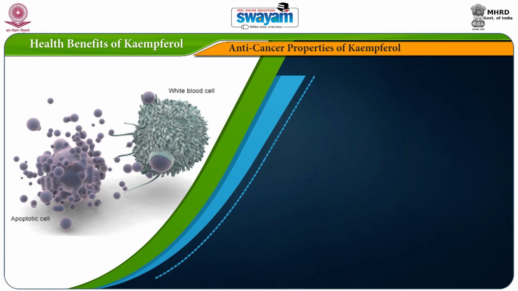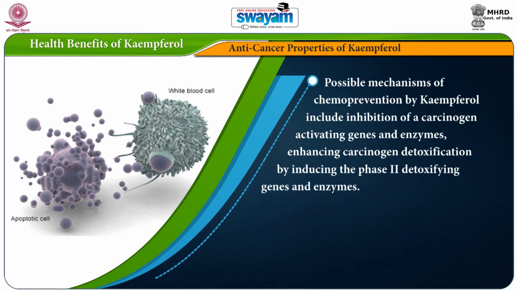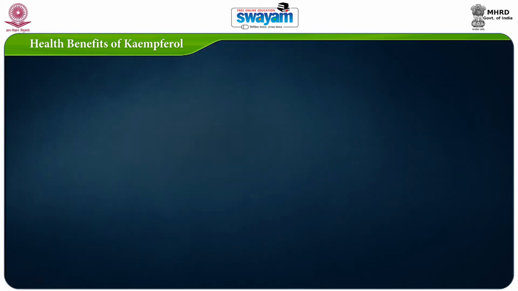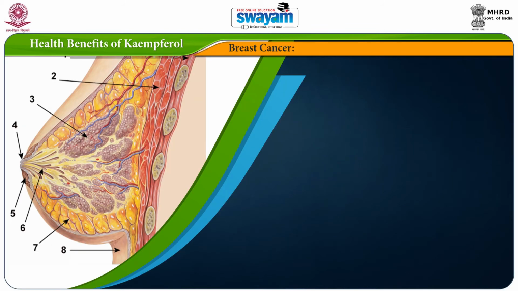Anti-cancer properties of kaempferol. Possible mechanisms of chemoprevention by kaempferol include inhibition of carcinogen-activating genes and enzymes, enhancing carcinogen detoxification by inducing phase 2 detoxifying genes and enzymes. It has the ability to scavenge free radicals and modulate several signaling pathways, leading ultimately to cancer cell apoptosis. Let's now understand breast cancer.